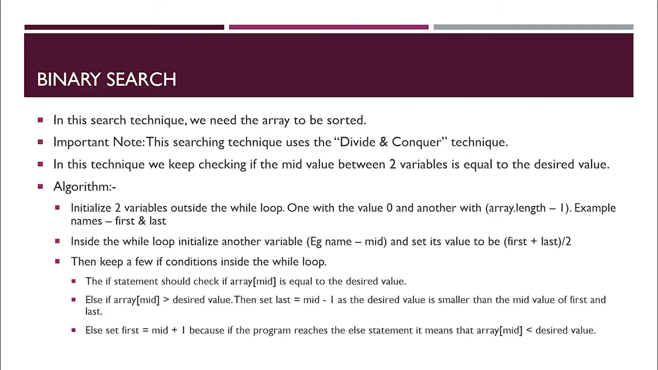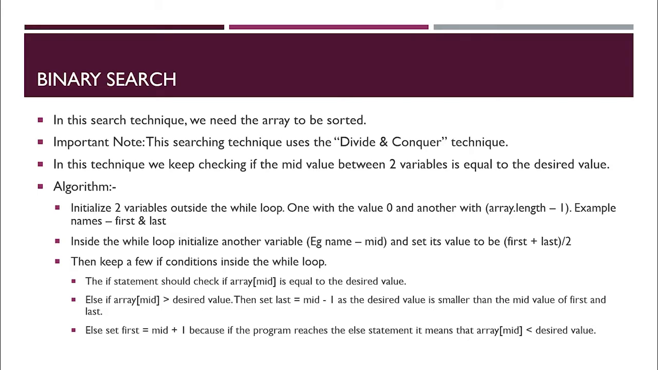First, we have to initialize two variables outside of the while loop. Now, it's always preferred to use a while loop for the binary search technique, but even if you want to, you can use a for loop. One of the variables' value will be 0, while the other one will be array.length minus 1. The names I prefer using for these variables are first and last, but you can keep it as whatever you would like.